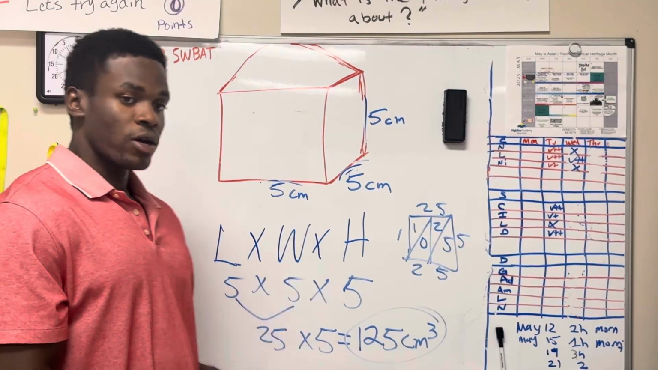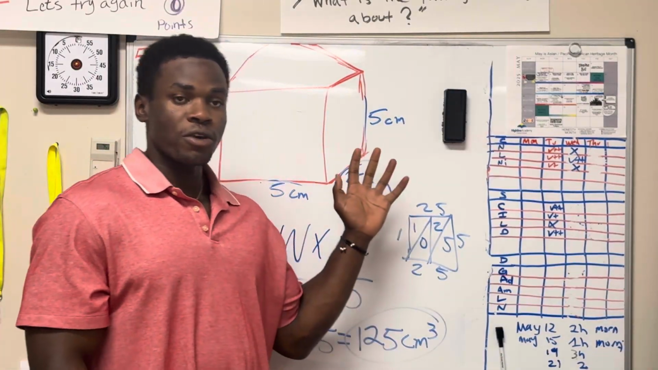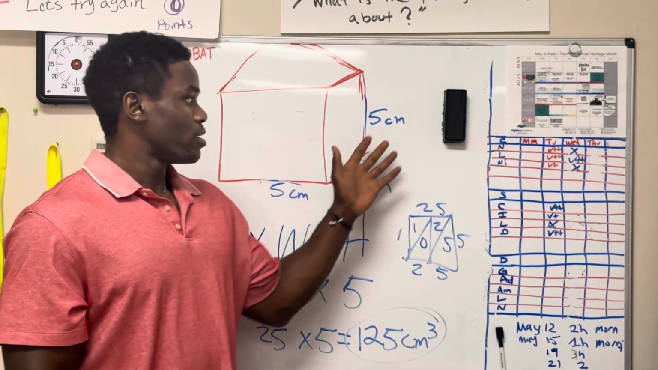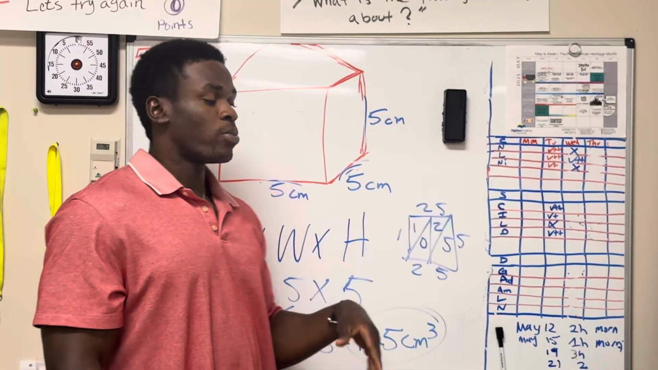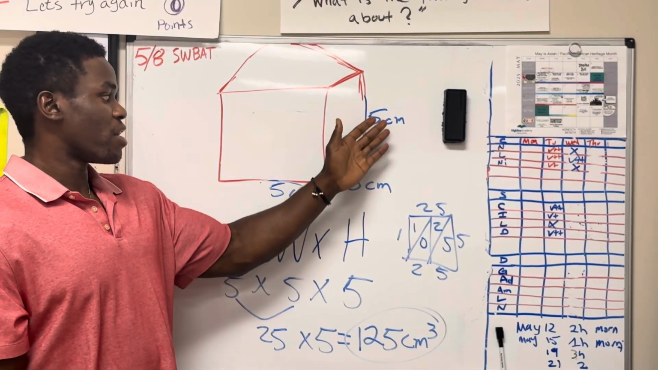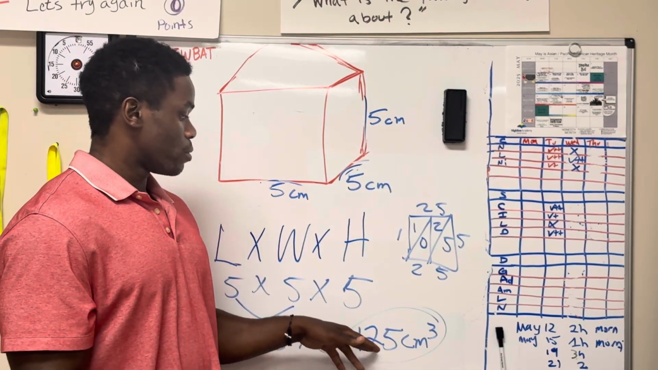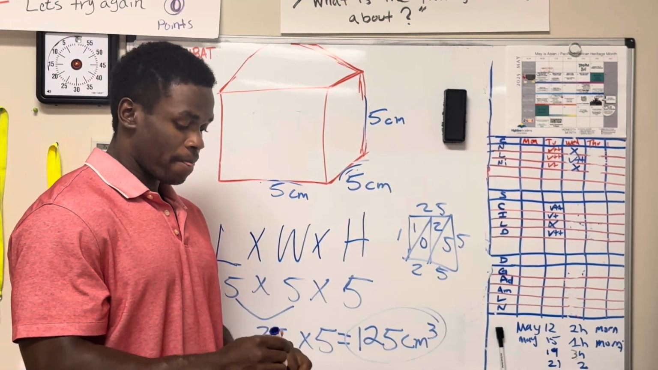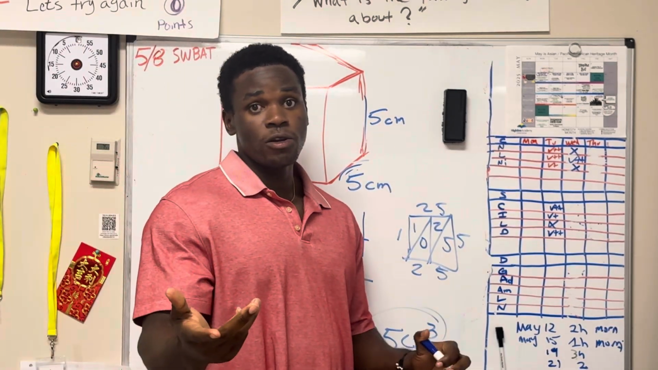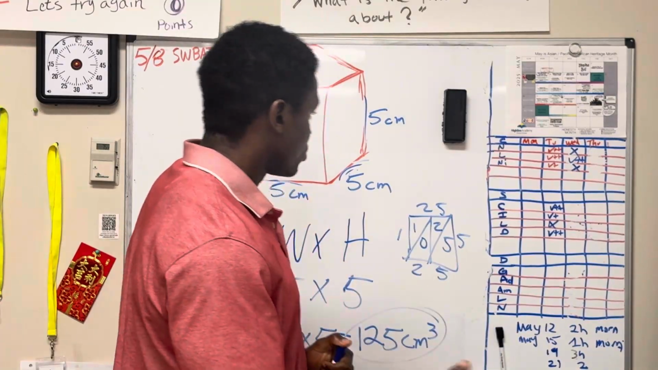And once you understand the formula, you could just look at the figure and immediately know that all you've got to do is multiply. 5 times 5 times 5. 5 times 5 is 25, times 5 more equals 125. Okay, and that is finding the volume of prisms, rectangular prisms or cubes.